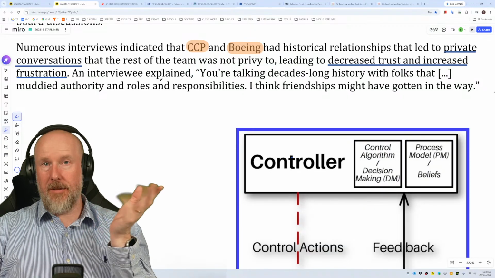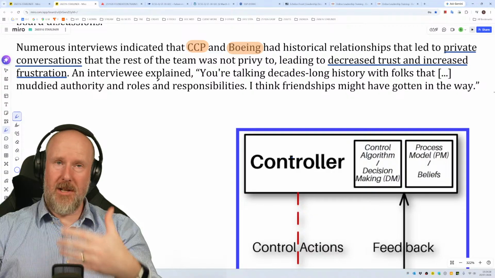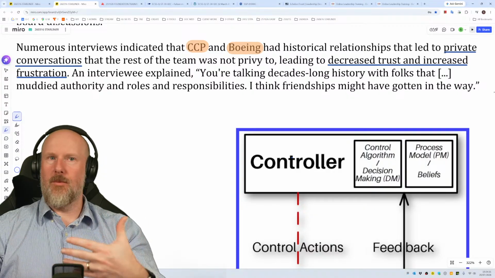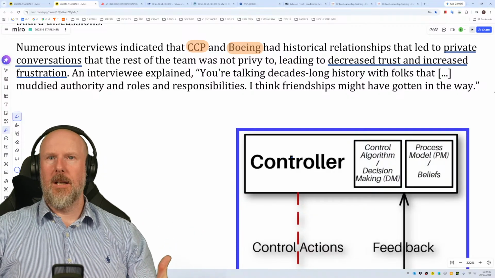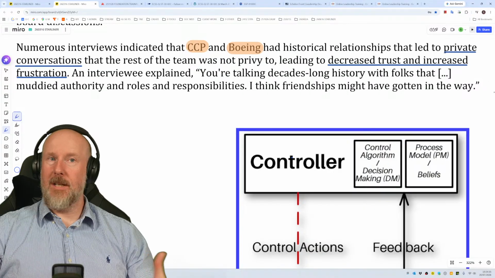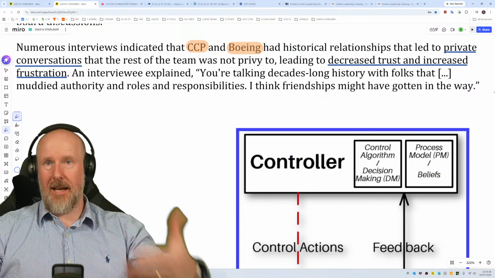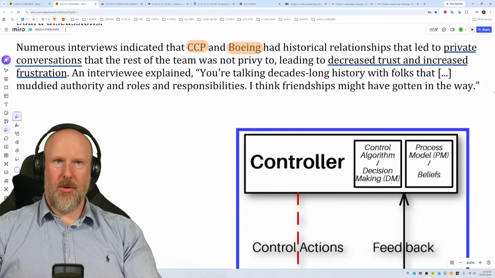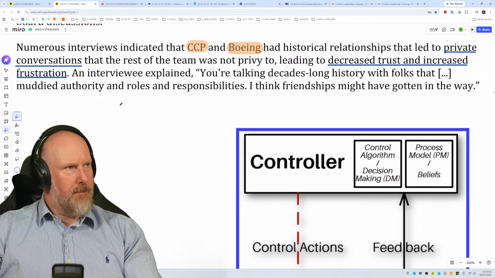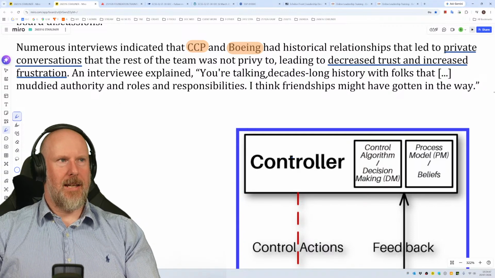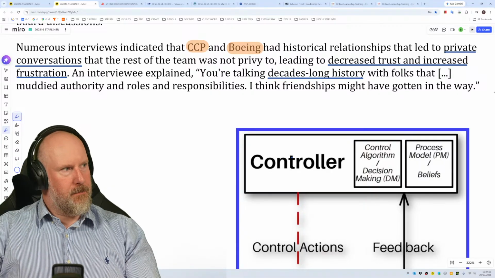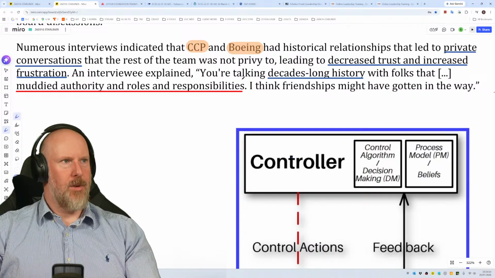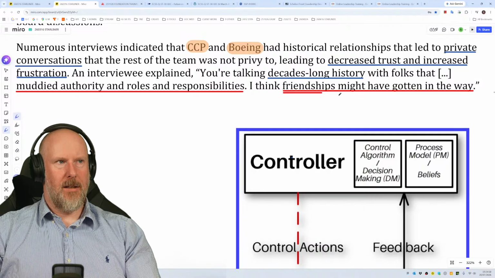But again, if the individuals involved don't understand or appreciate, or they don't realise that that's a problem, or they realise it is a problem but don't necessarily take action to address it in a way that's meaningful and rebuilds trust, then of course... An interviewee explained, "You're talking decades-long history with folks that muddied authority and roles and responsibilities. I think friendships might have gotten in the way."